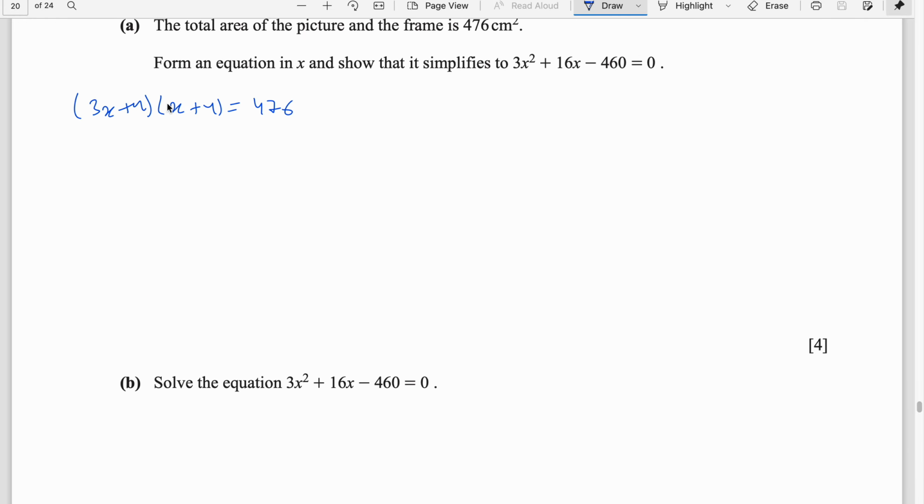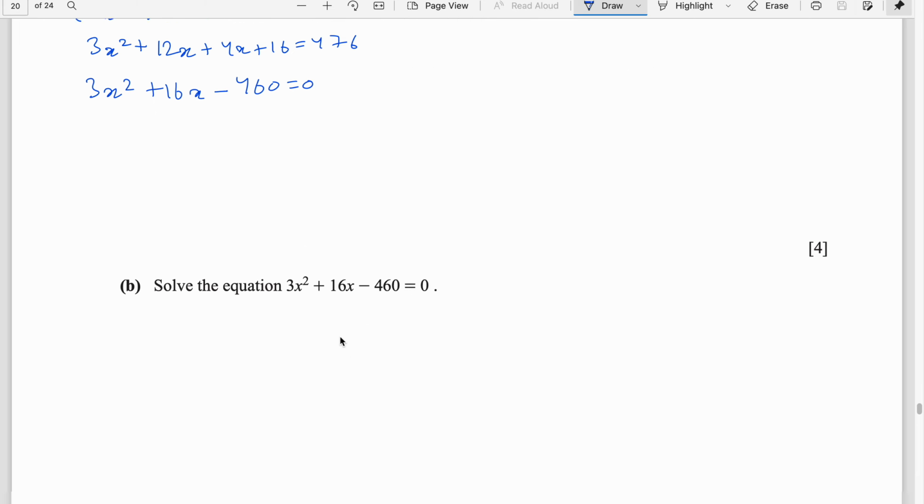Simplifying the equation, 3x squared plus 3 times 4 is 12x, plus 4 into x is 4x, plus 16 equals 476. 3x squared, 12x and 4x is 16x. 16 minus 476 is minus 460.